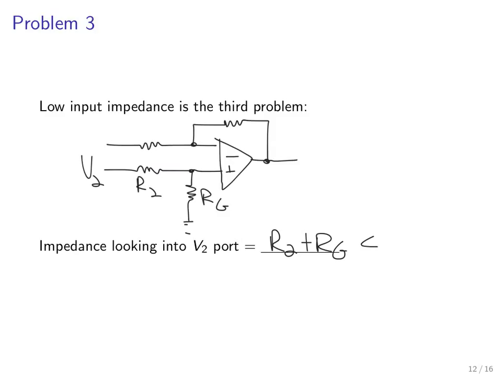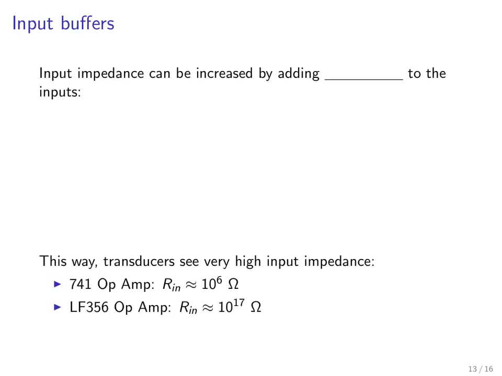which is definitely going to be considerably less than the ideal infinity that we would like to connect the transducer to so that we draw no current from it. Fortunately, it's pretty obvious how to address this problem, and we can do this by increasing the input impedance to reduce the current draw by adding buffers to the inputs, or voltage follower circuits, which we've seen before.